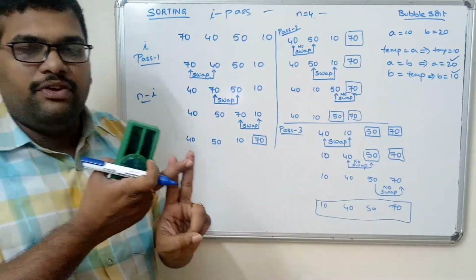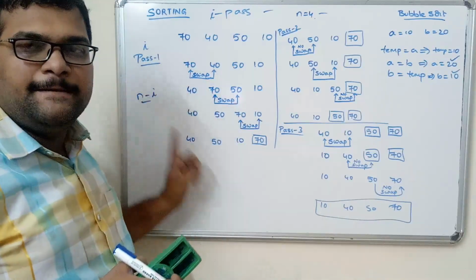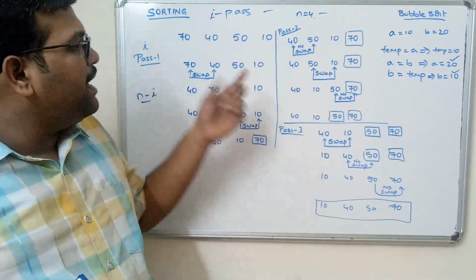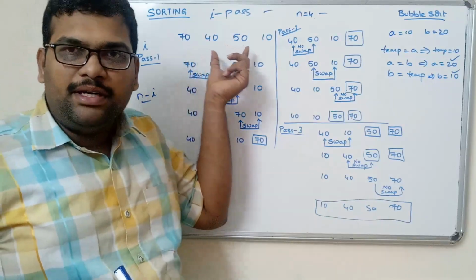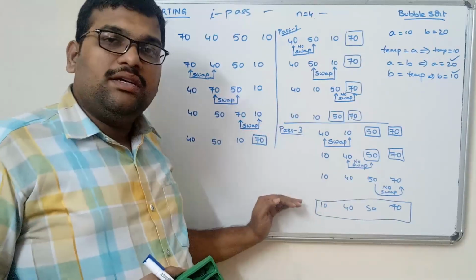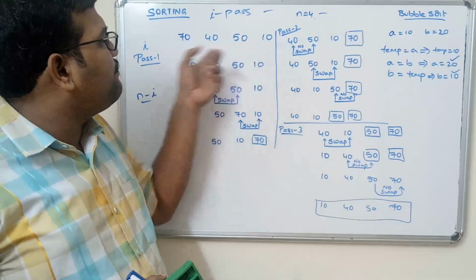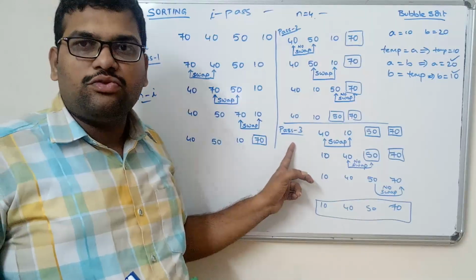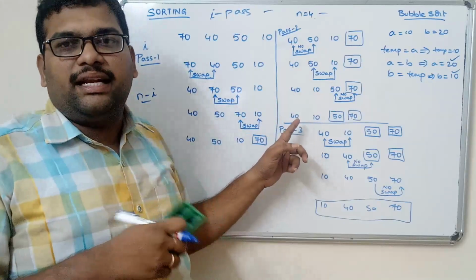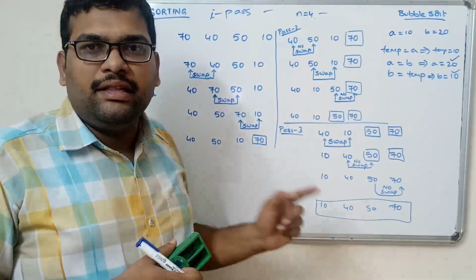So two iterations will be there. The first iteration, that is the outer loop, is for the number of passes, and the inner loop iteration is for comparing the corresponding immediate elements. Hope you understood this procedure. We have to repeat the same procedure until we reach n minus 1 passes. If there are 4 elements, we require 3 passes to get the result. If n is equal to 10, it requires 9 passes. So n minus 1 passes will be performed for getting the result.